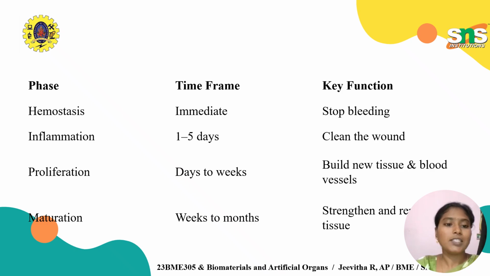So first, hemostasis happens immediately after an injury, but inflammation happens in 1 to 5 days, proliferation happens in days to weeks, and maturation happens in weeks to months. They are very important for the wound healing process.